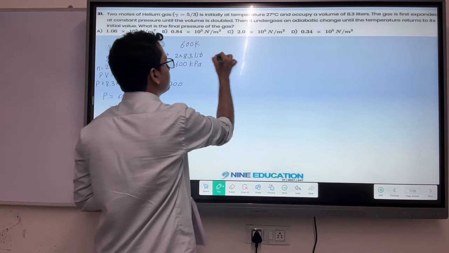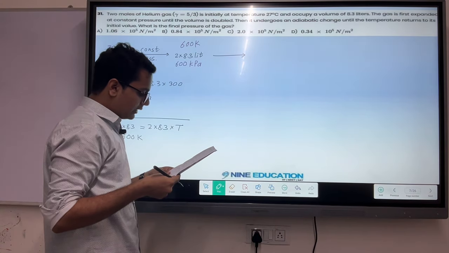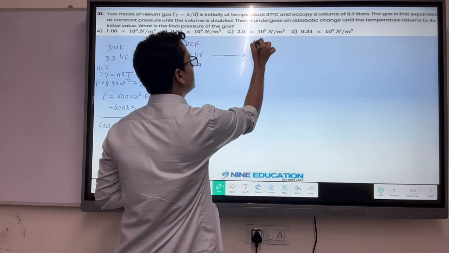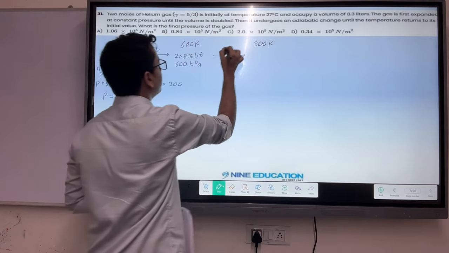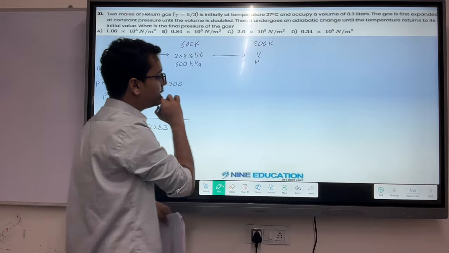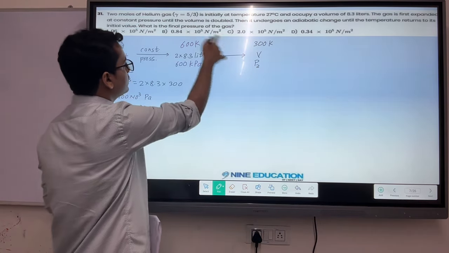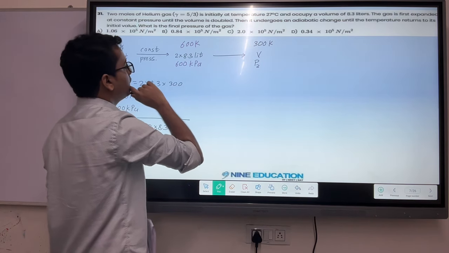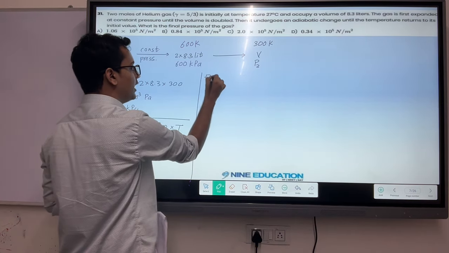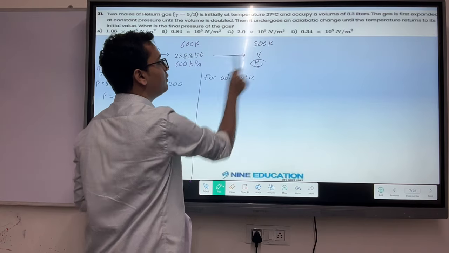So after this they are saying that the gas is cooled adiabatically until its temperature reaches the original temperature. Original temperature is 300 Kelvin. I don't know this volume and I think I have to find this pressure only. So let's say this pressure is P2, correct? So I have to find the final pressure, and the temperature change is known to me. I can write for the adiabatic process, the thing is I need to find this pressure P2.